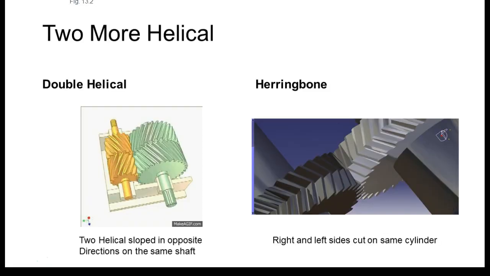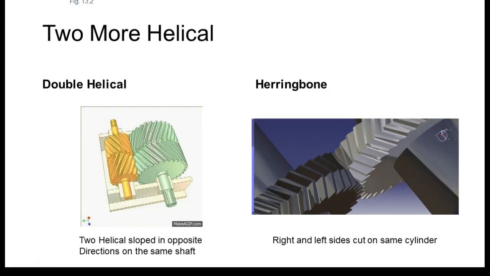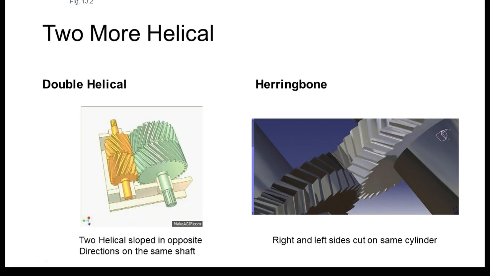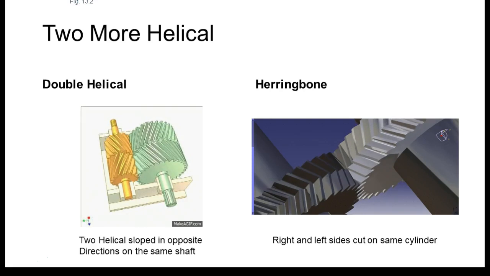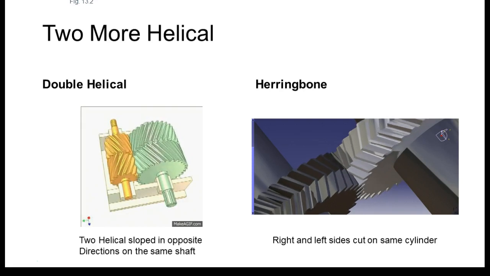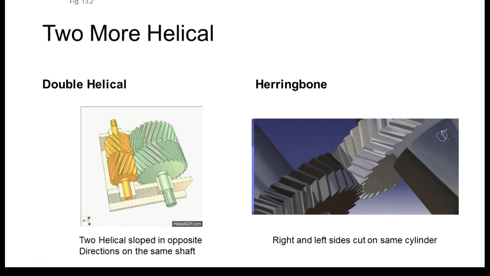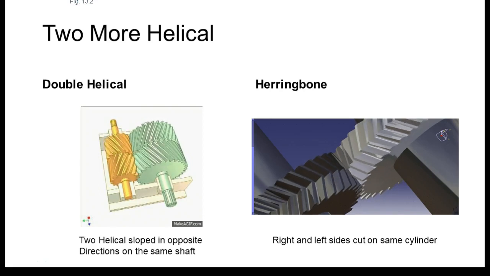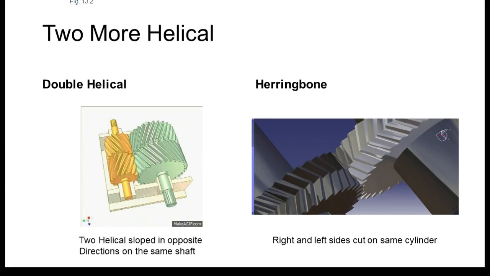But if I come over here and do this, one of them's trying to push this way, the other one's trying to push that way, and what does it do? It basically eliminates axial thrust. So the advantage of a herringbone gear or a double helix over a regular helix gear is that it eliminates axial thrust. You understand? Yes or no?